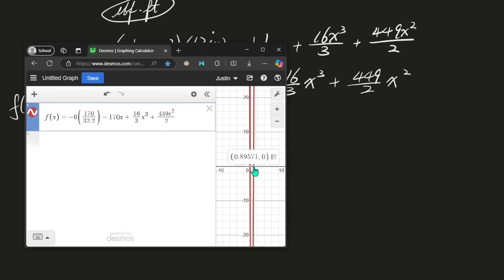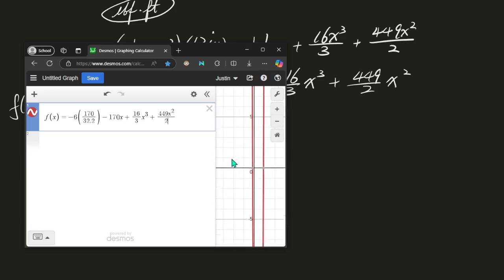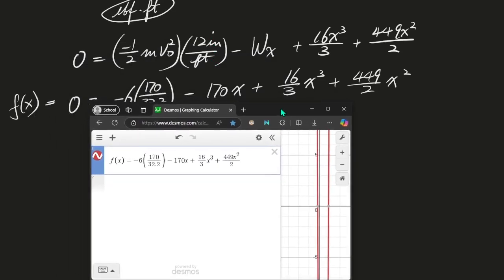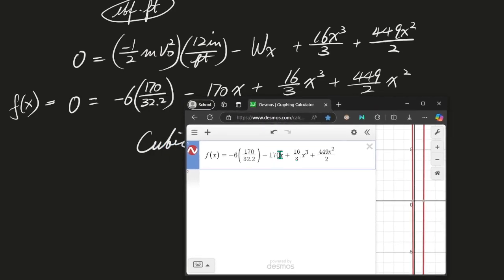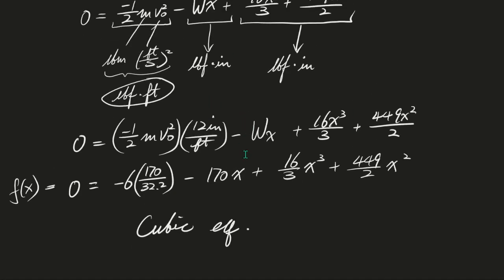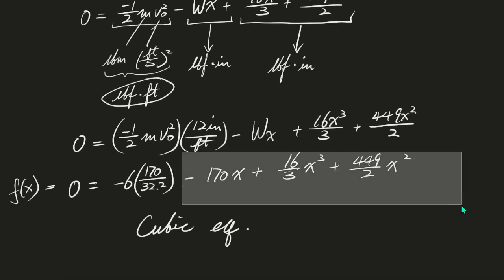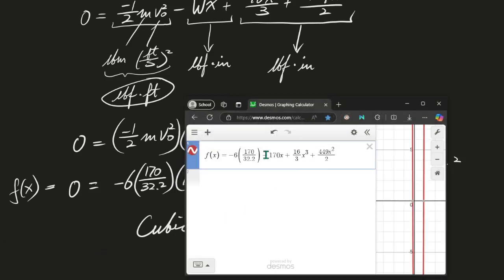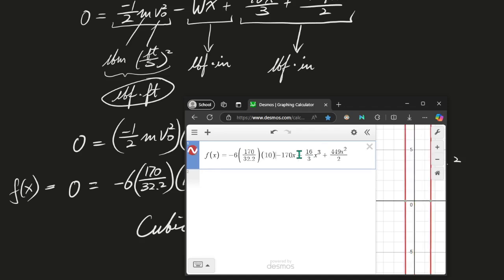Now if I look at the x-intercept, wait, let's double check that. Yeah, I'm missing something. One second. I forgot v squared in this equation. That's 10 squared. Here we go. Again. 10 squared.